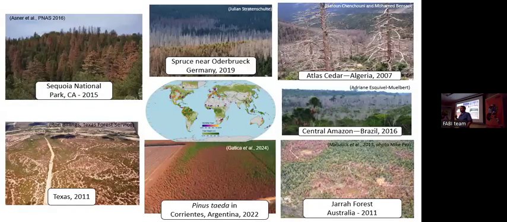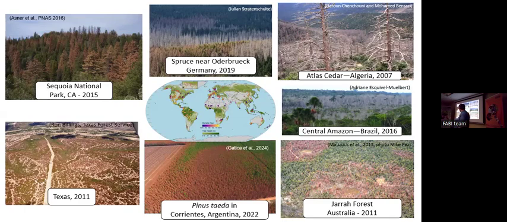Now, when I talk about tree mortality, I don't mean the background rate, how many trees die a year. I'm talking about elevated levels of pulsed mortality. So the mass mortality of individual trees in an area or a population. Here are some examples from a recent global synthesis that I did on the topic, showing dead sugar pine in Sequoia National Park.